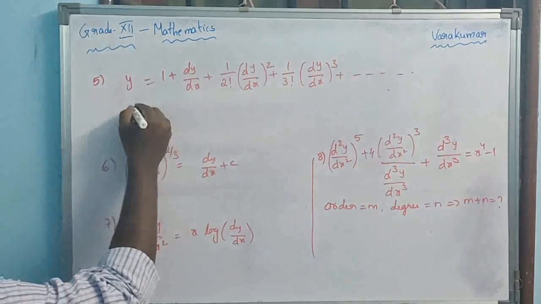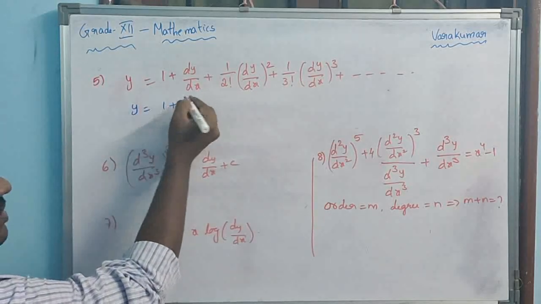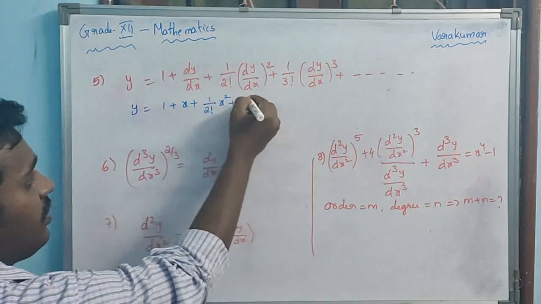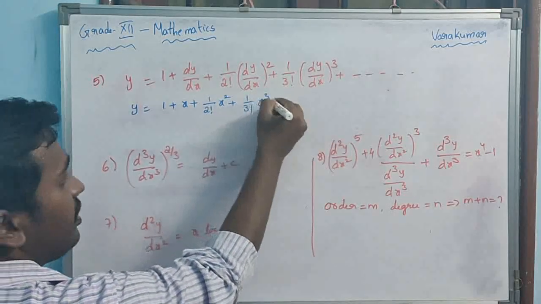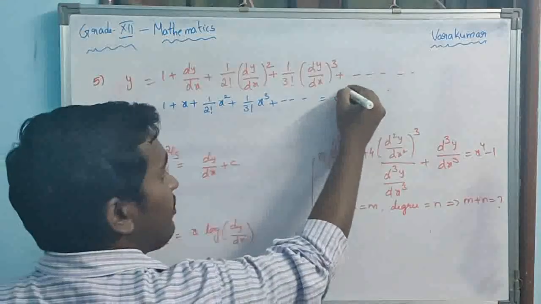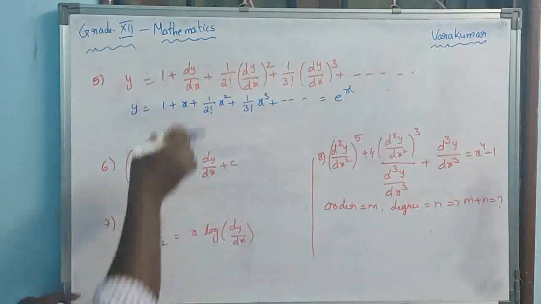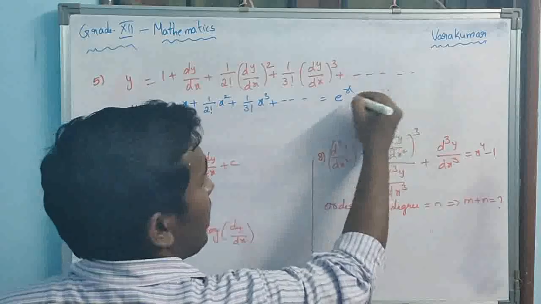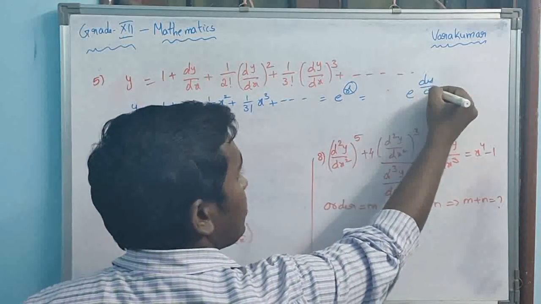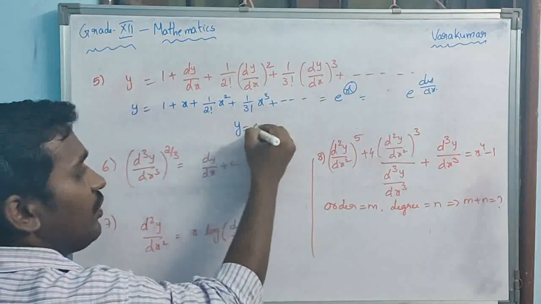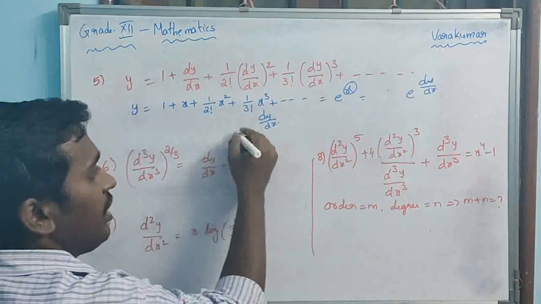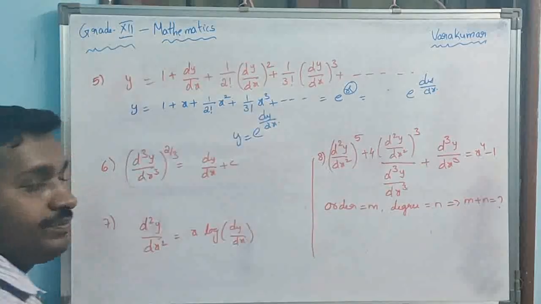If you see here, y is equal to, it is looking like 1 plus x plus 1 by 2 factorial into x square, 1 by 3 factorial into x cube. It is going on. So what I can write, this is nothing but the expansion of e power x. So what does x stand for? dy by dx. So I can write it as dy by dx instead of x. It means I am writing y is equal to e power dy by dx. Am I right?